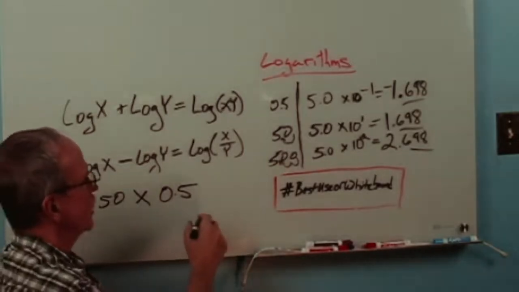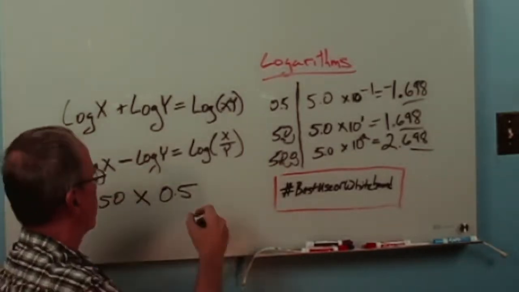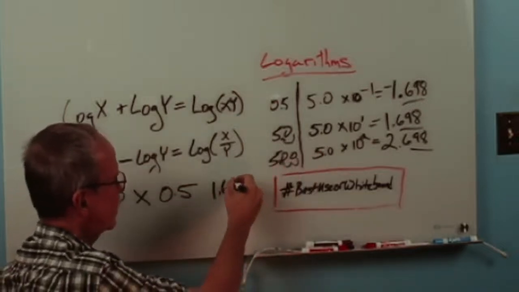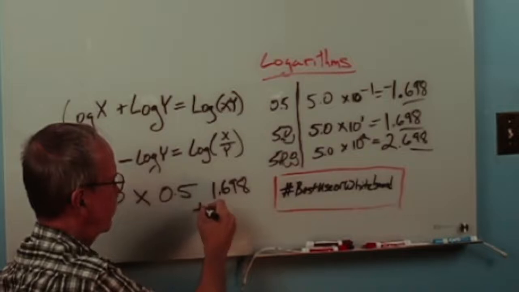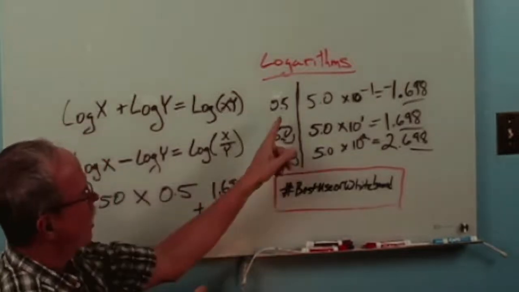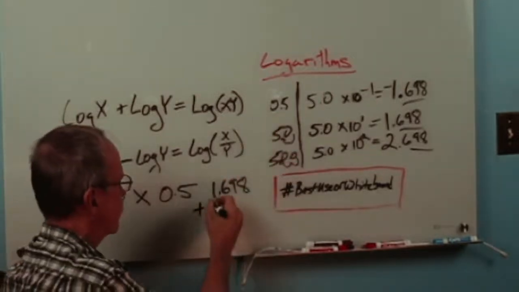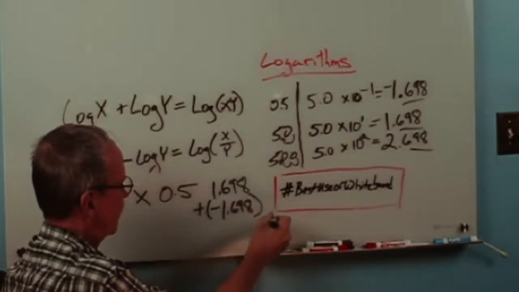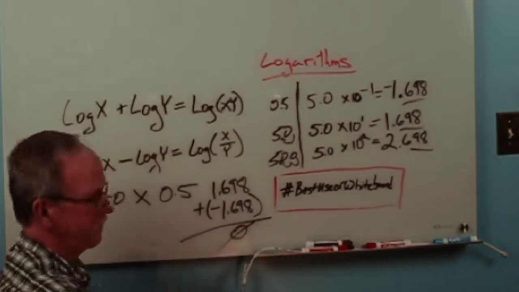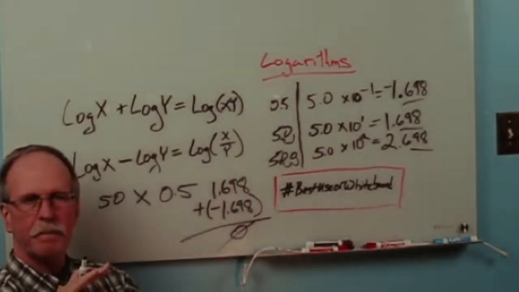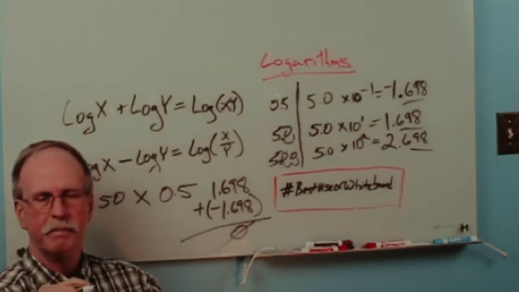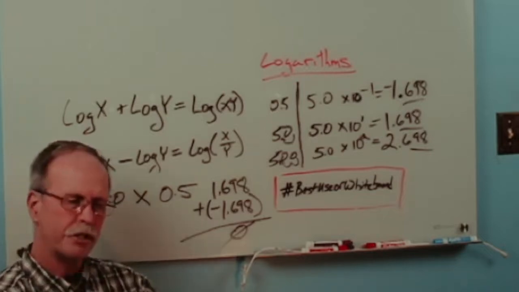Let's go see what that comes up to. So we're going to do addition. We're going to take the log of 50, which is 1.698, and we're going to add to it the log of 0.05, which is negative 1.698, and we get 0. You see the problem there? Now we have a rather elegant way that we deal with this. We fudge the numbers. Let me show you what we do.